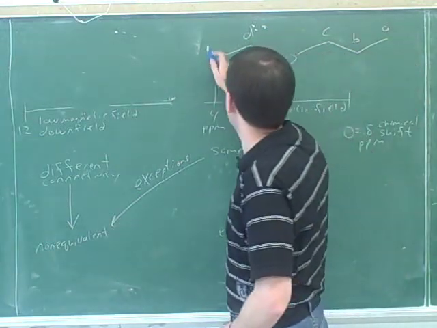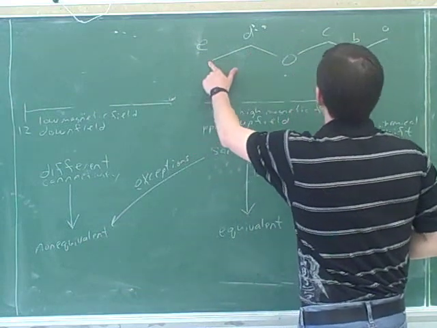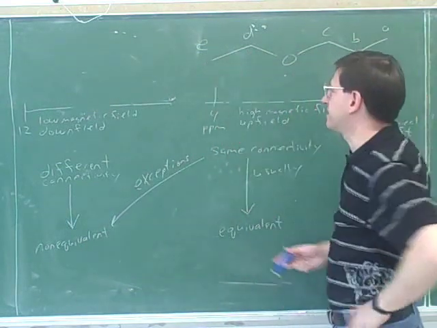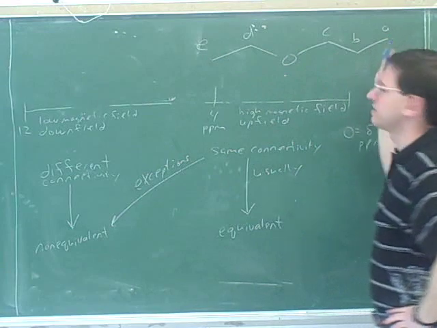And then this is another carbon down here, and again, the E carbons here are not the same as the A carbons, because this is at the end of a 2-carbon chain, and this is at the end of a 3-carbon chain.